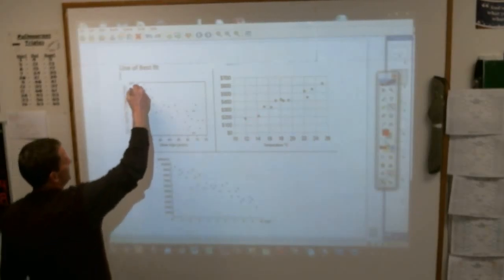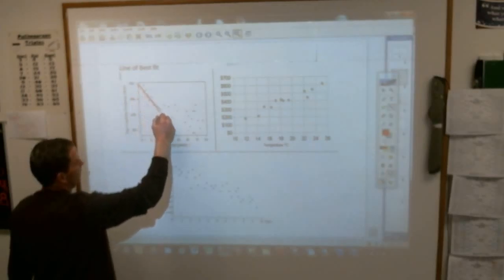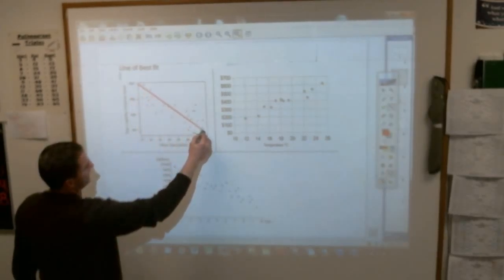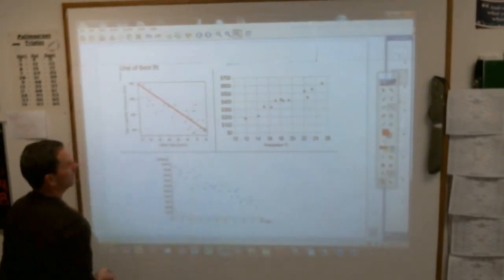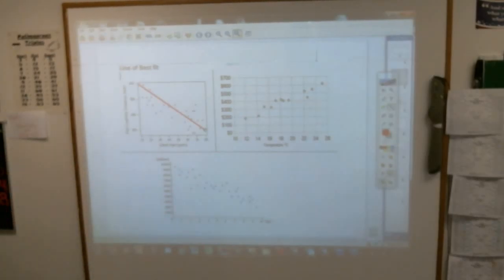In other words, I'm going to take my ruler, draw a line, and try to get it in the middle of all that. It's called the line of best fit. It doesn't say it's the line of exact fit. Would you say that that is the best place to draw that line?